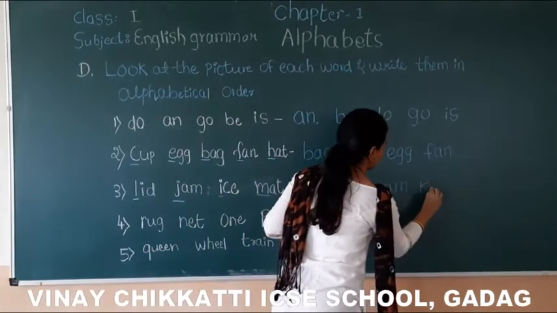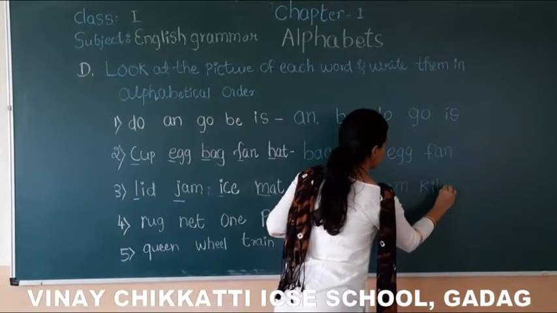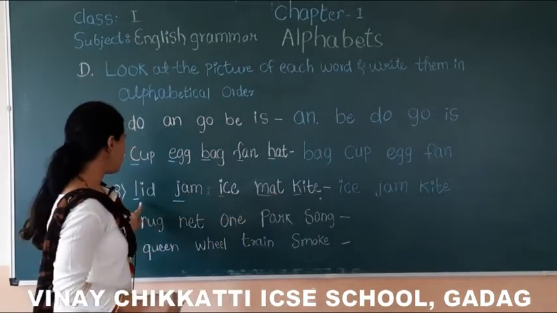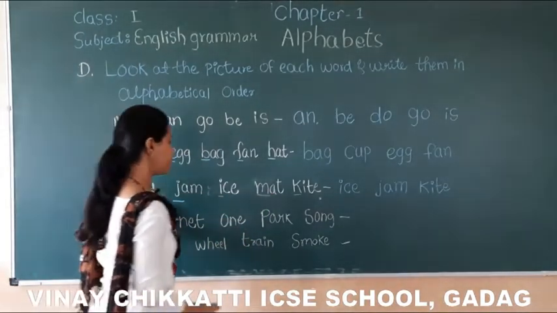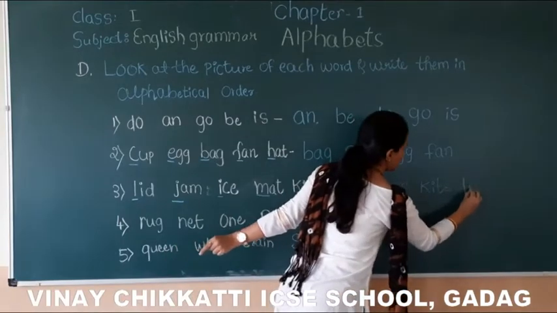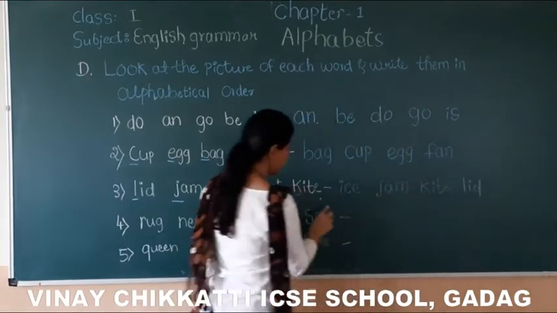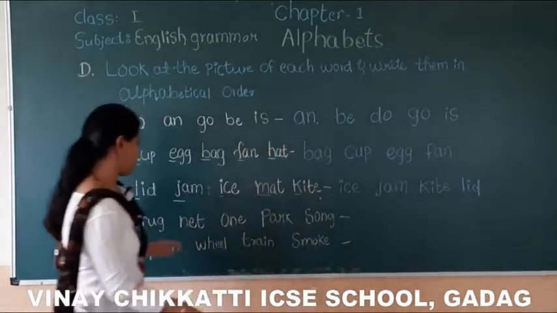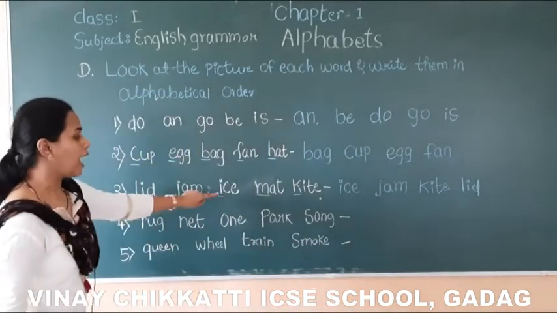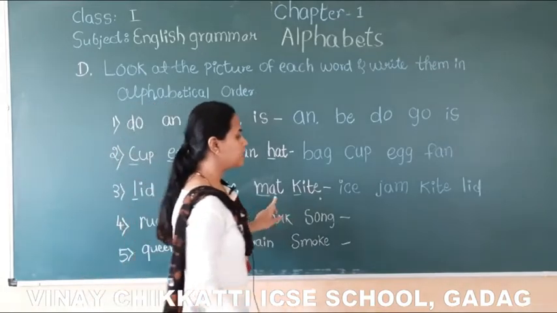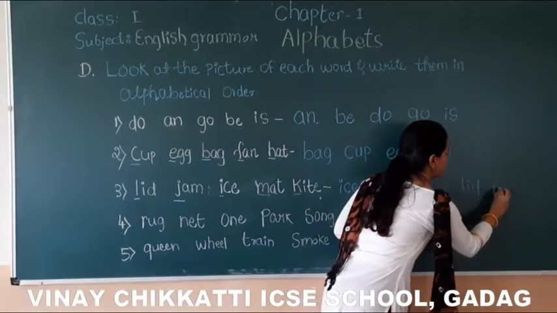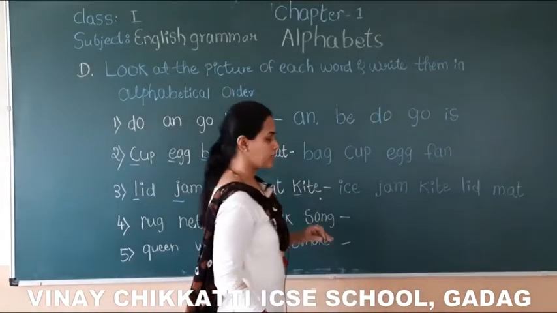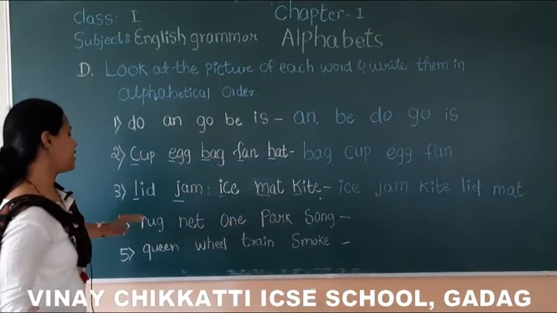So K, I, T, E. Kite here. Then L. Lid. L, I, D. See? I, J, K, L. Then M. M, A, T. Mat. Okay. Then go for the next one.